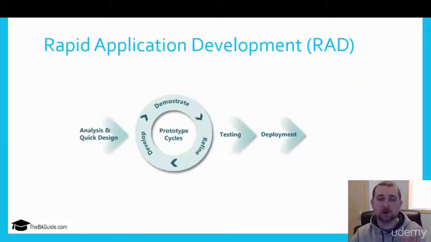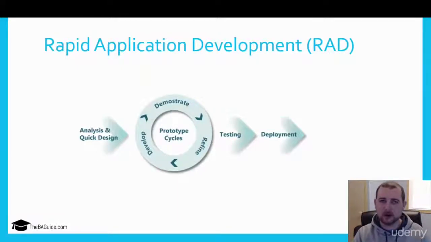So let's look at what rapid application development, which I'm going to call RAD for the rest of the lecture, looks like. It starts out with an analysis and a quick design, and then you get into your iterations or increments where you're developing, demonstrating, refining, developing, demonstrating, refining, creating this prototype and building on it. Then once you're complete there, you work through testing and deployment.